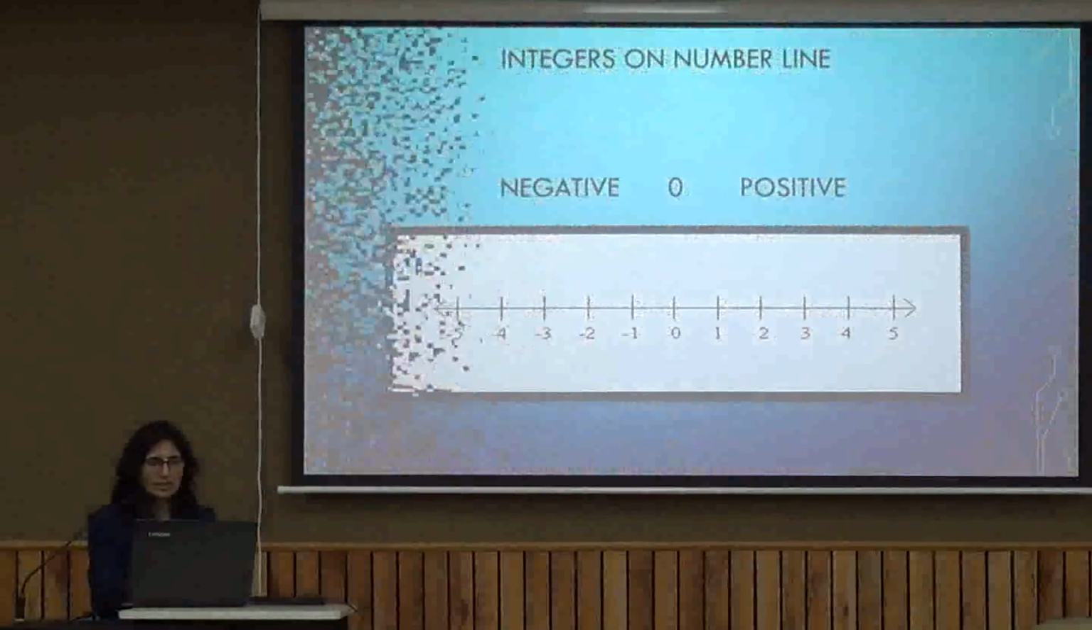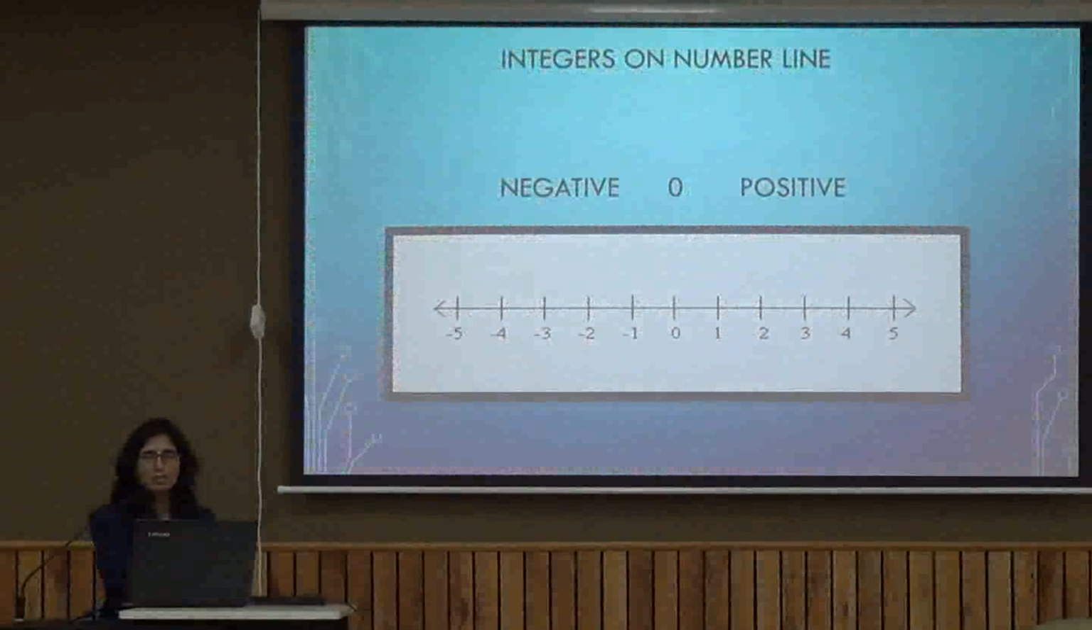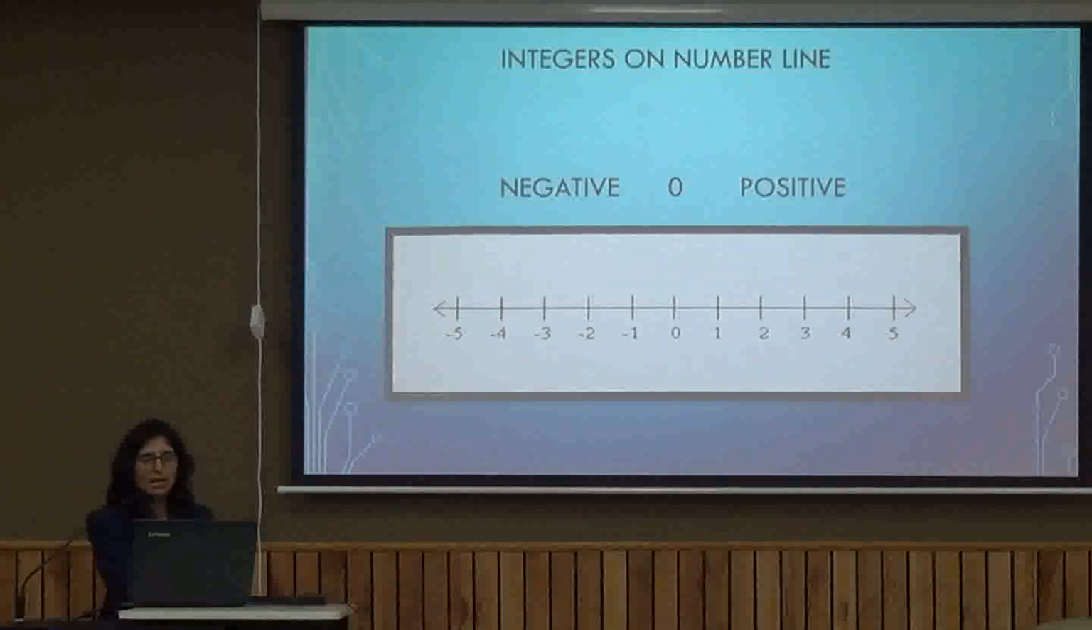If the number line is horizontal, then the numbers which are towards our right hand side, they are positive. Then we have the 0, and the numbers towards our left side, they are the negative integers.